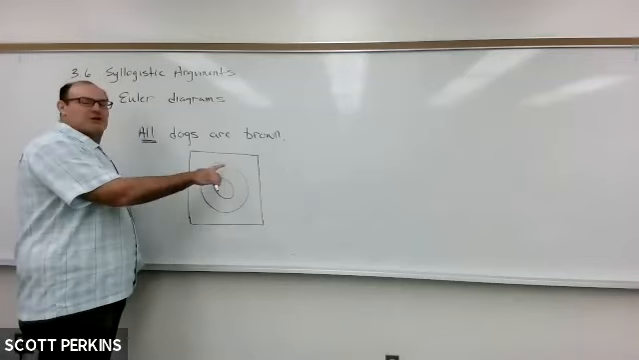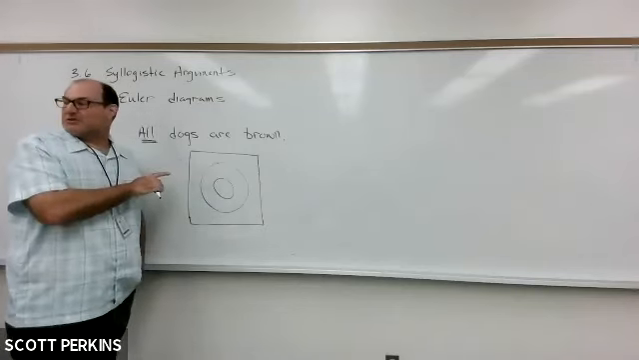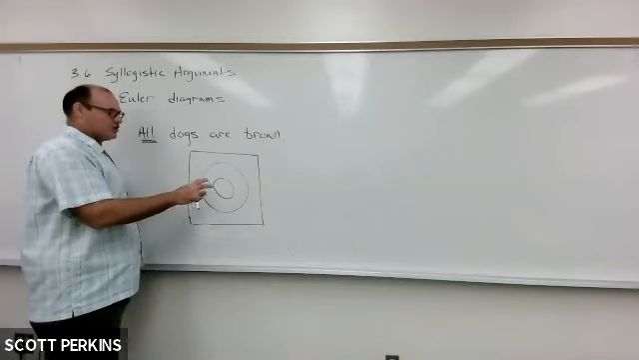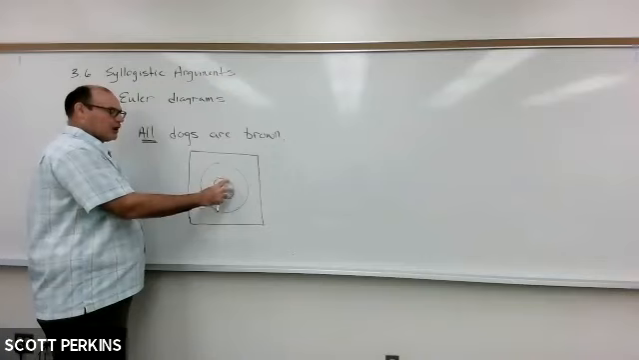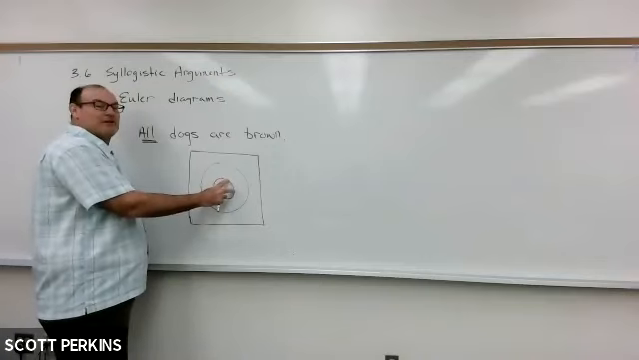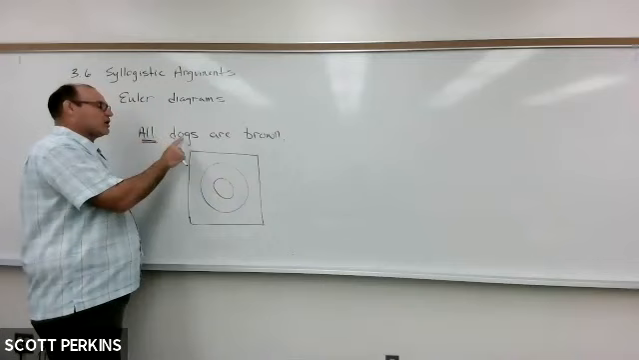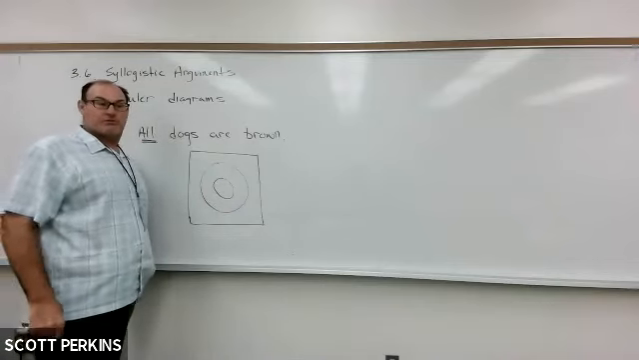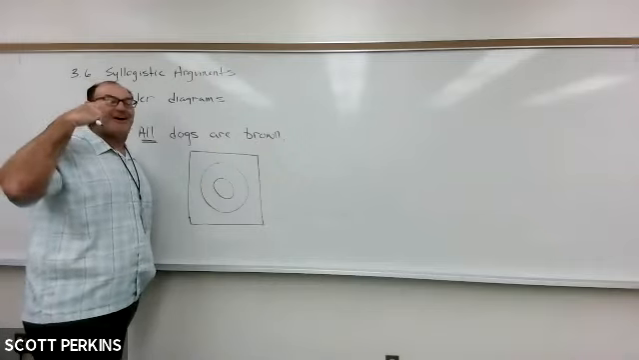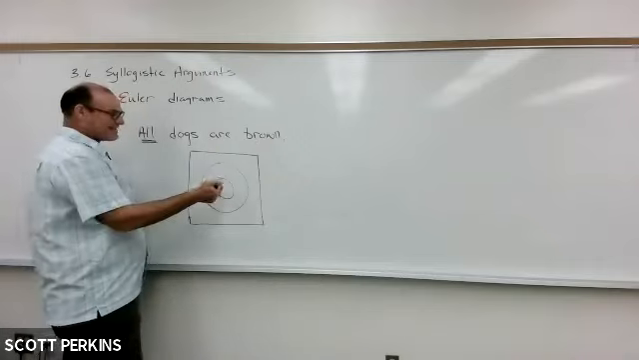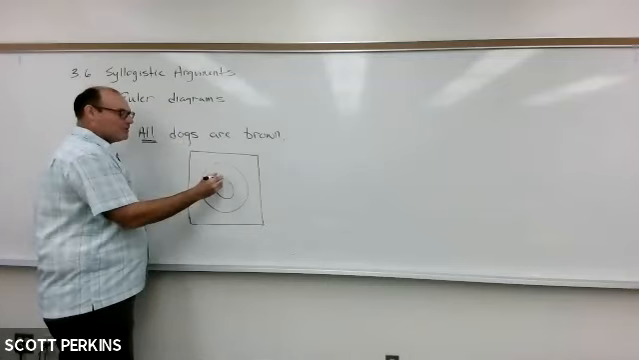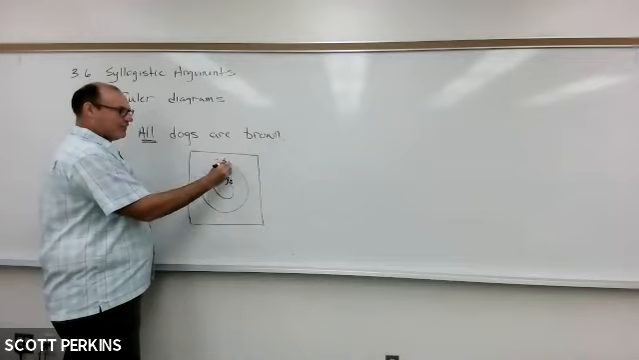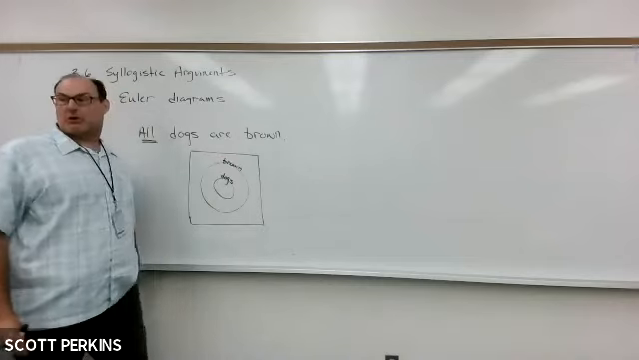One of these circles is going to represent dogs. One of these circles is going to represent brown things. Which one is going to be which? Is the smaller circle going to be the dog circle, or is the smaller circle going to be the brown circle if I say all dogs are brown? Which one did I say? Dogs. Good, you're right. All dogs are brown means the dogs are represented by the small circle, and the brown things are going to be the bigger circle.